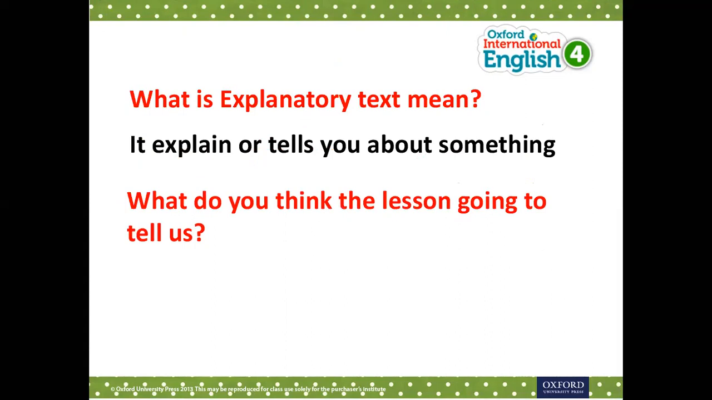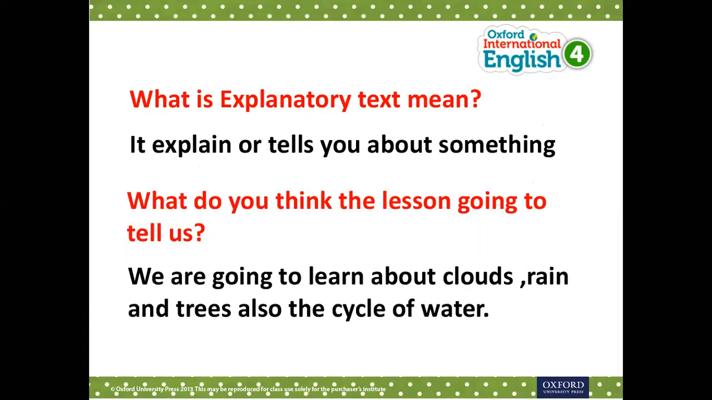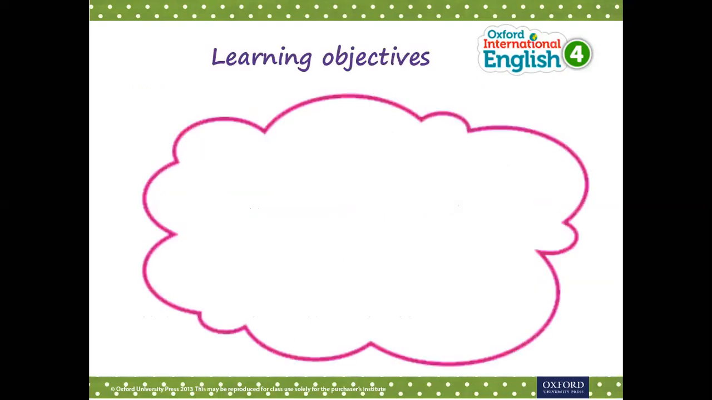What do you think the lesson is going to tell us? We're going to learn about clouds, rain, and trees, also the cycle of the water. We'll learn how clouds form, and then the rain, and when the rain goes down, it goes to the earth, to the trees. I think you have taken this lesson before in science. The cycle of the water goes around from when it started until it goes back again to the sea, and then it evaporates up again to the clouds to reform inside the clouds, and then it goes down as rain.